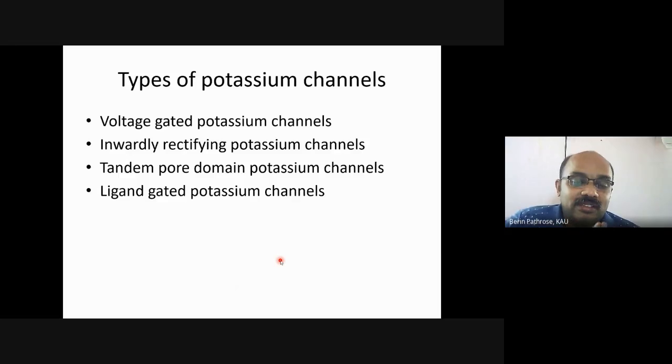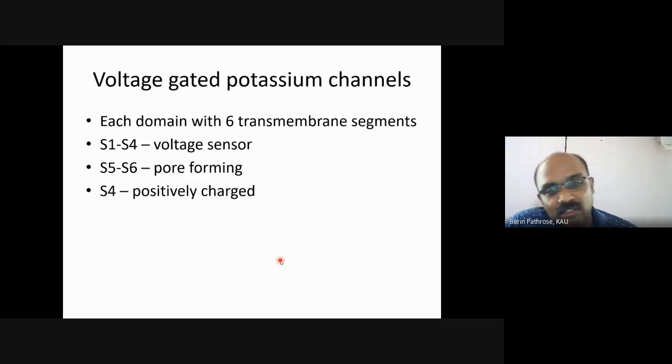So when they say we have only 3 different types of potassium channels, certain literature says that there won't be tandem 4 domain potassium channels. They will describe only voltage gated, inwardly rectifying, and ligand gated potassium channels. Ligand gated potassium channels mainly respond to calcium ions. We'll see it one by one, how each differs from the others.